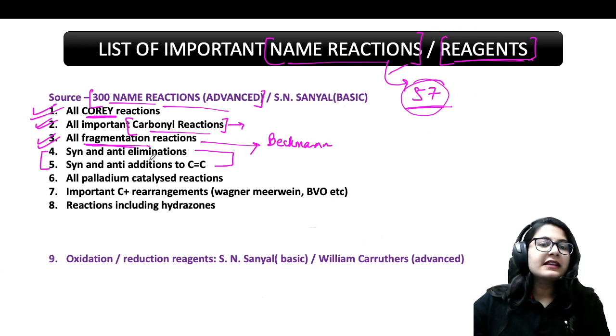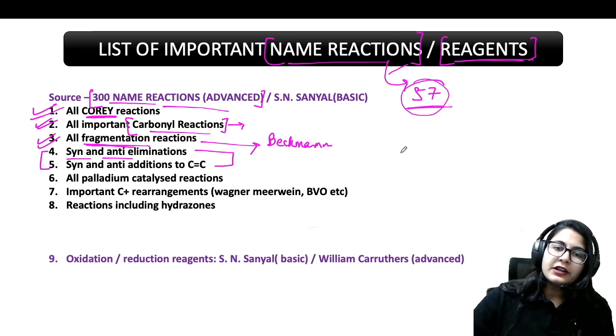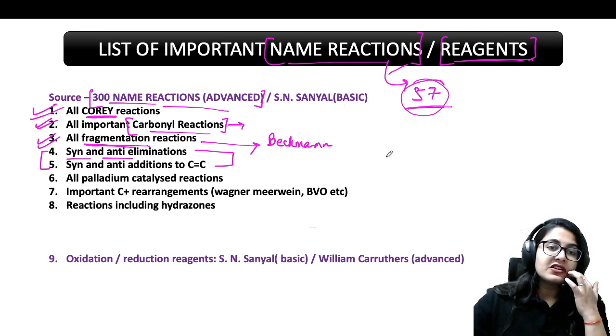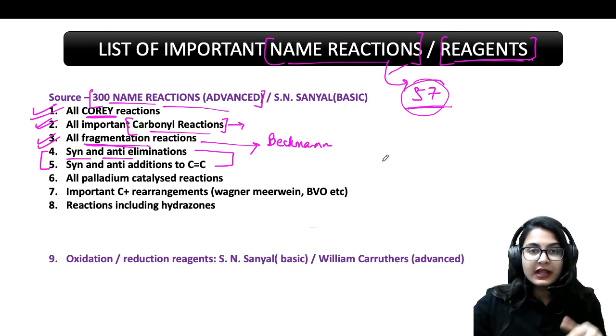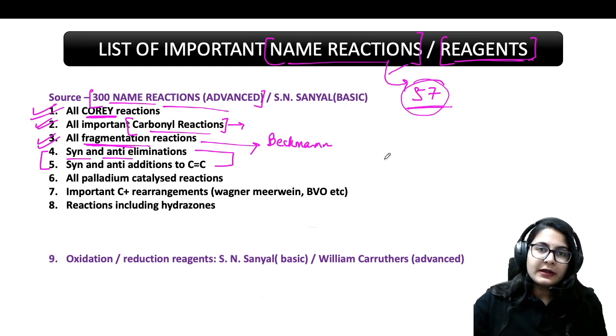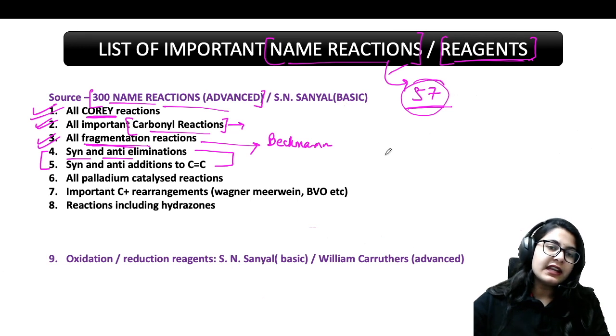Also, this is a huge category: syn and anti-elimination. So anti-elimination, you already know that E2 elimination is anti-elimination. Syn elimination comes from Chugaev elimination, Cope elimination, ylide formation, which will go through elimination, right? So these are very, very important.